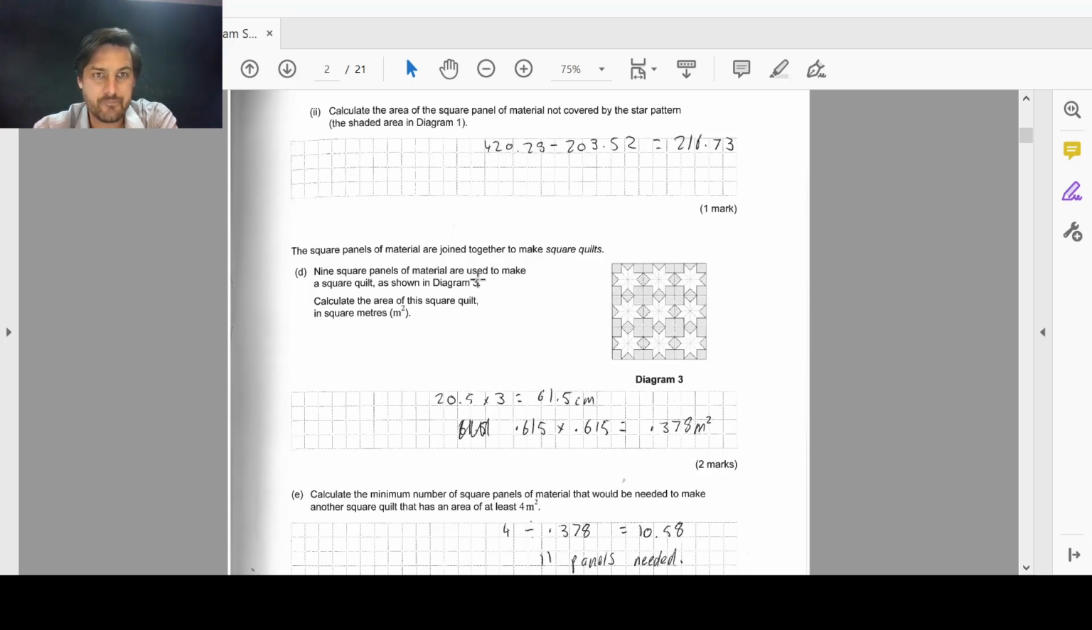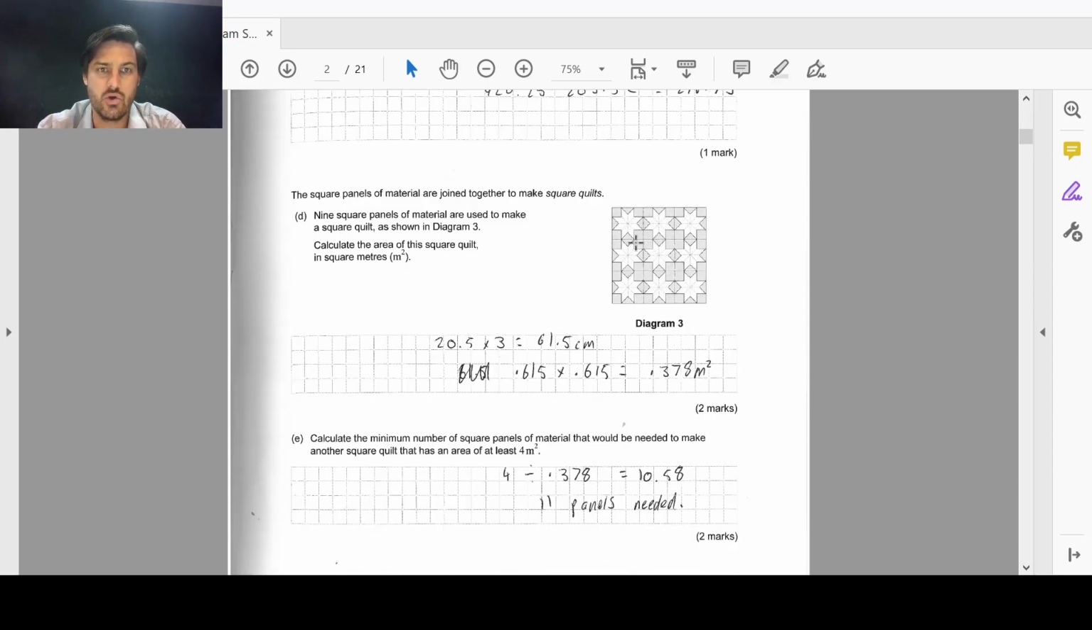All right. Now, square panels of material joined together to make square quilts. 9 square panels of material are used to make a square quilt as shown over here. All right, calculate the area of this square quilt in square meters. Couple of different ways you can do this.